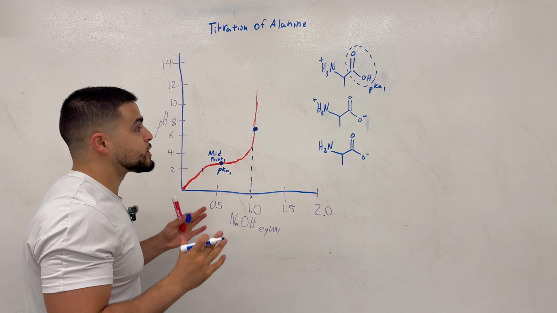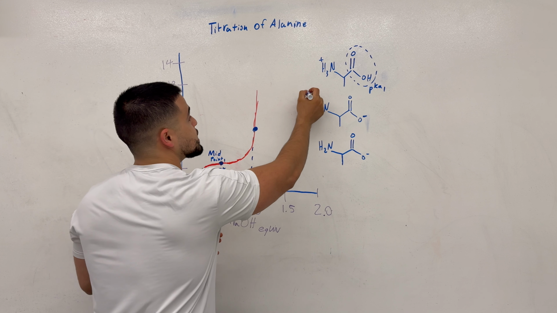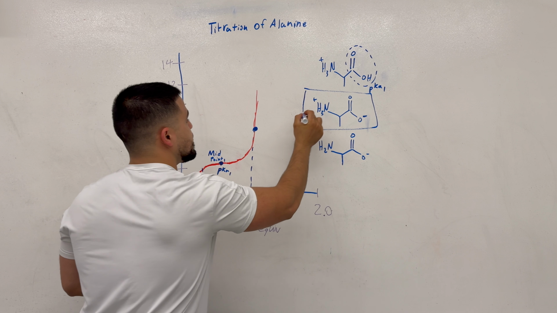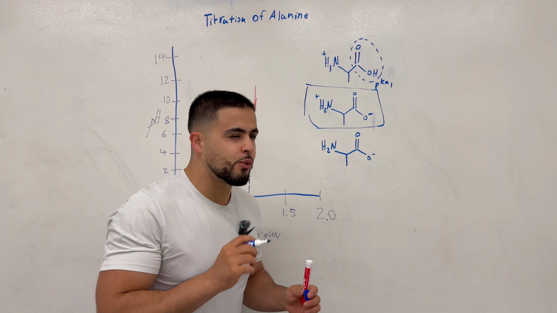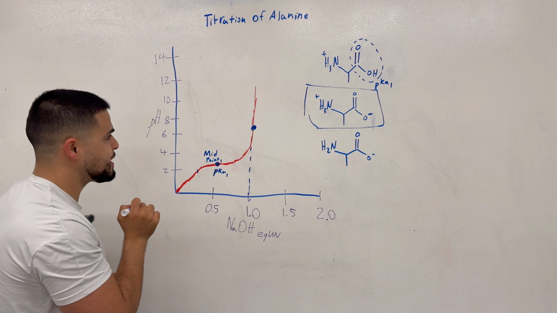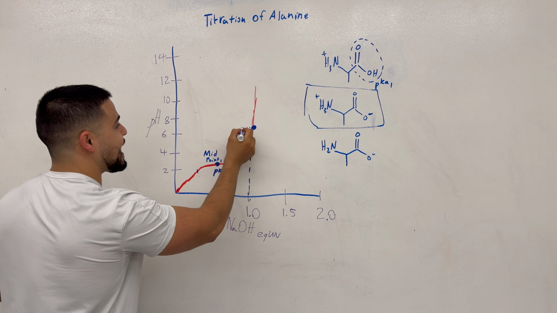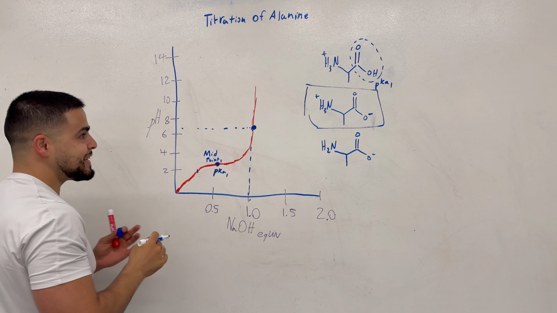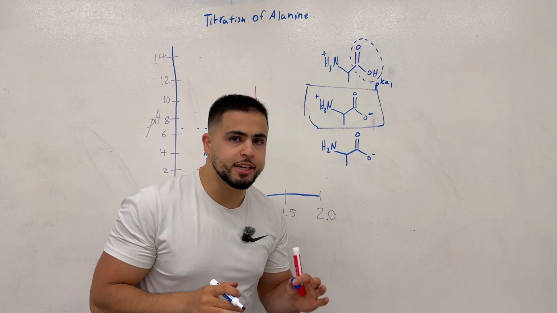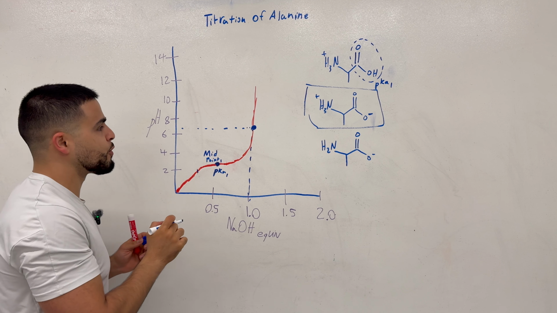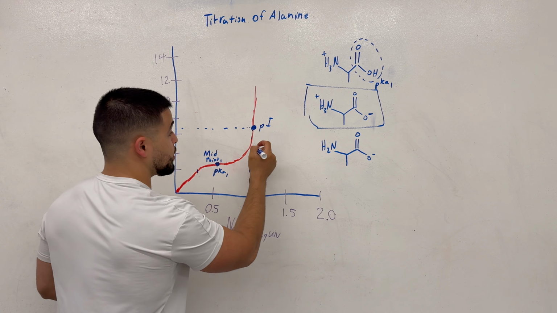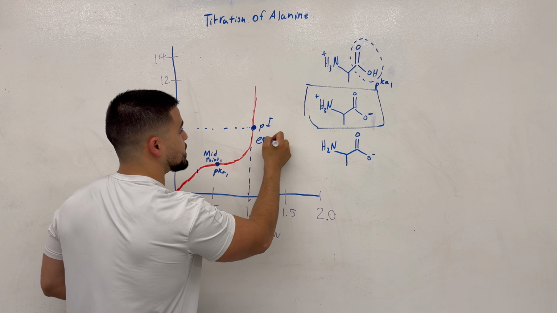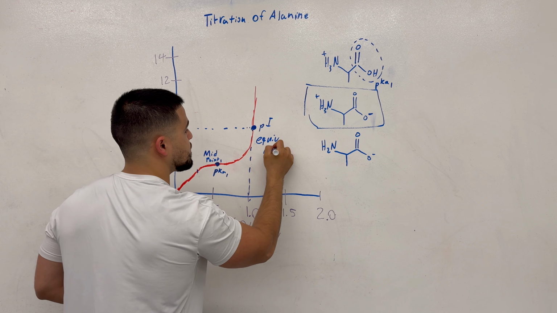So at this point, your entire solution consists of form number 2, the zwitterion. And we have a very specific name for the pH value at which we hit the zwitterion, and that is your PI, or your isoelectric point. And indeed, the isoelectric point of alanine is about 6.1. So this is your PI value. We also call it the equivalence point.